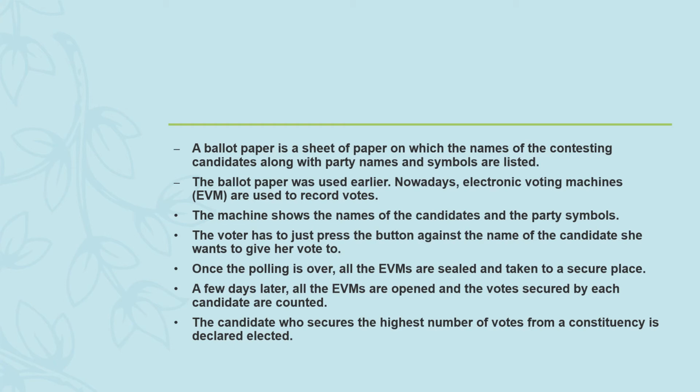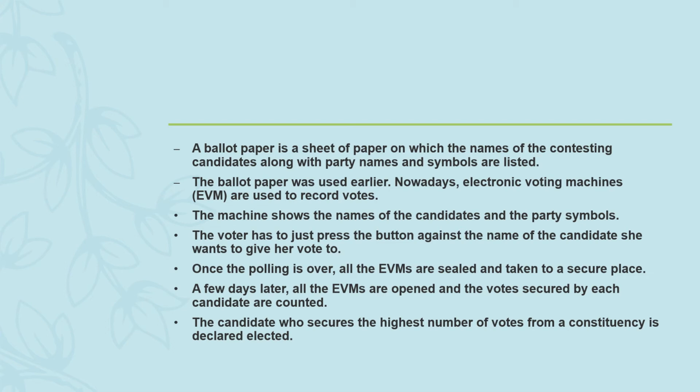A ballot paper is a sheet of paper on which the names of contestants contesting the elections along with their party names and symbols are listed. Students, earlier the ballot paper was used, but now electronic voting machines are used to record the votes. The machine shows the names of the candidates and the party symbols. The voter has to just press the button against the name of the candidate she or he wants to give her or his vote to.